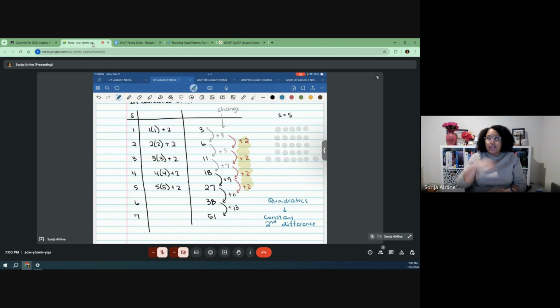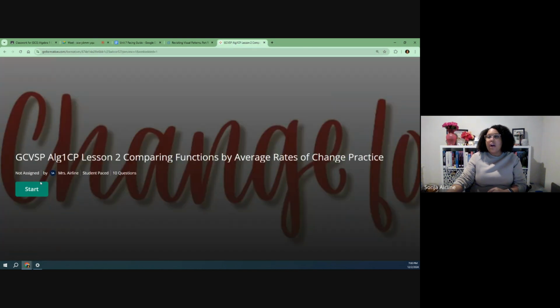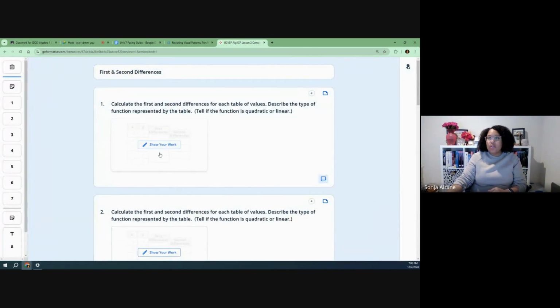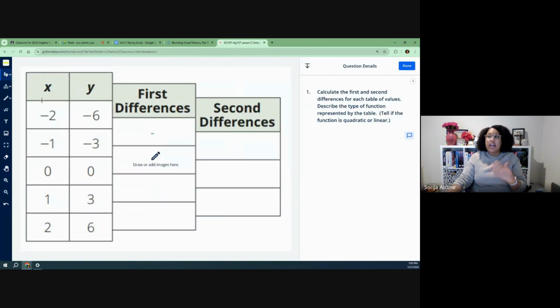So you're going to practice this today on a formative assignment. Our formative assignment is going to have multiple scenarios where it's, here's a table, calculate the first difference, and then calculate the second difference as needed. If you notice that the second difference is the same for each one of these rows in this table, then you can identify that, yes, this indeed is a quadratic function.